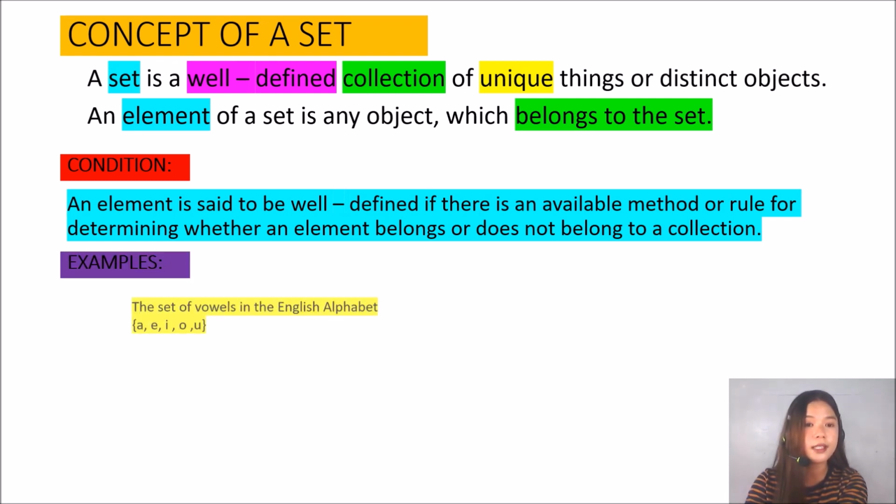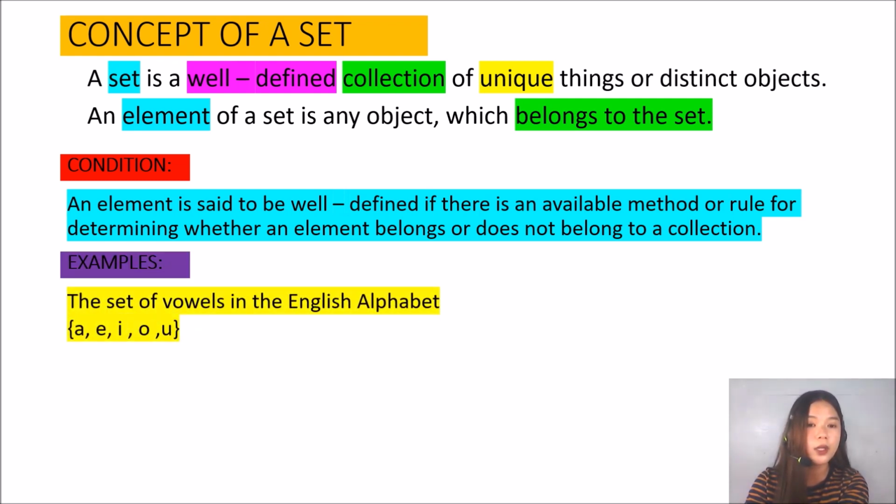Okay? For example, the set of vowels in the English alphabet. Ano po ba yung vowels sa English alphabet natin? We have A, E, I, O, U. Kung mapapansin nyo po, gumamit po tayo ng braces to write the set. And saka po, ililist na lang po natin kung ano po yung hinihingi sa set natin. At ang hinihingi po ay vowels in the English alphabet. That is A, E, I, O, U.